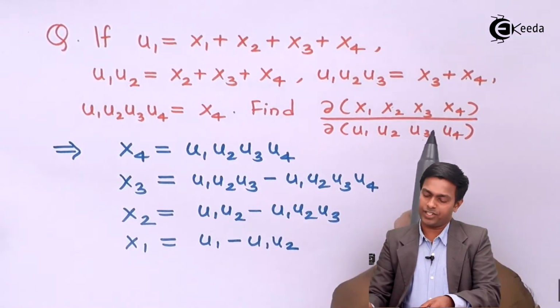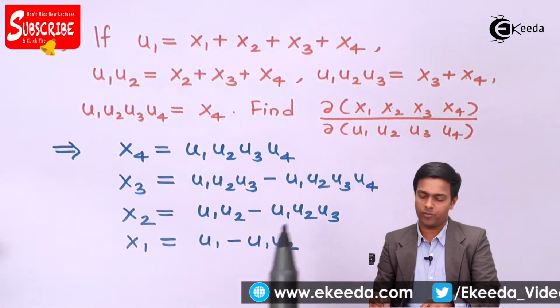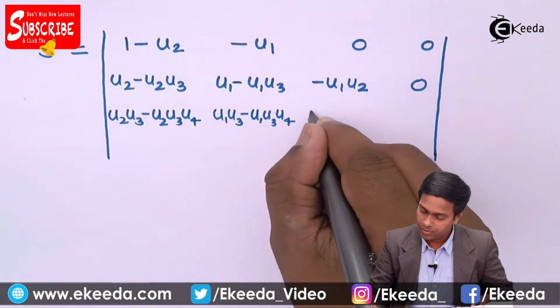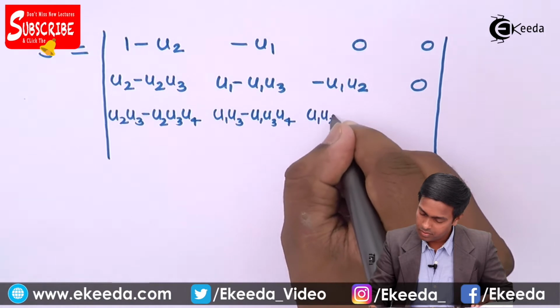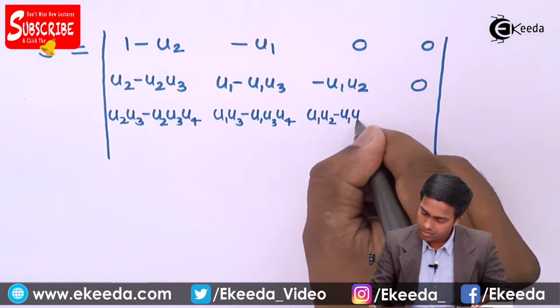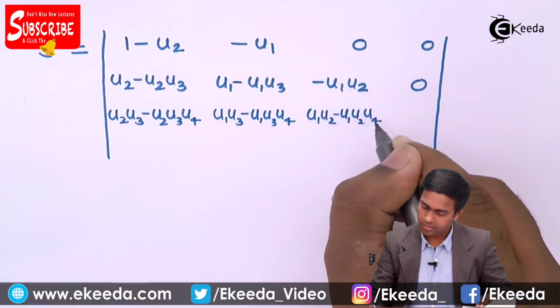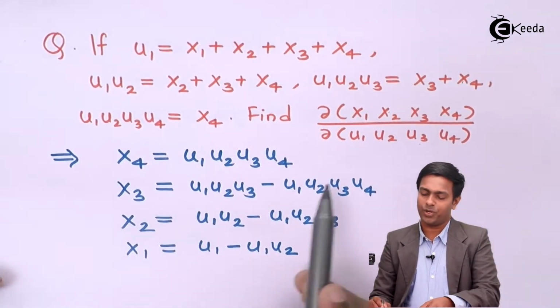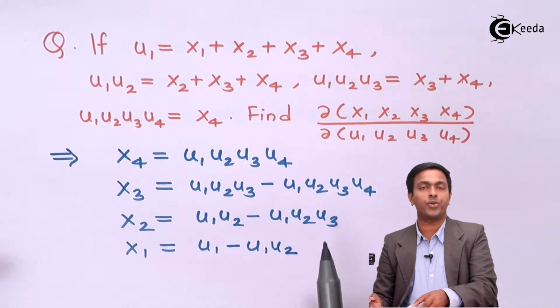Next, we'll differentiate x3 with respect to u3, we'll get u1 u2 minus u1 u2 u4. And finally, we'll differentiate x3 with respect to u4. So we'll get the answer as negative u1 u2 u3.